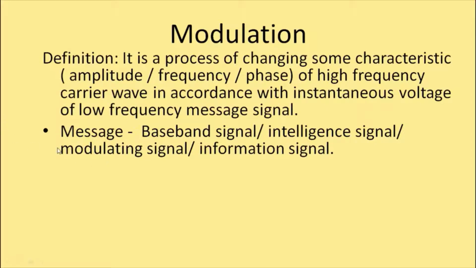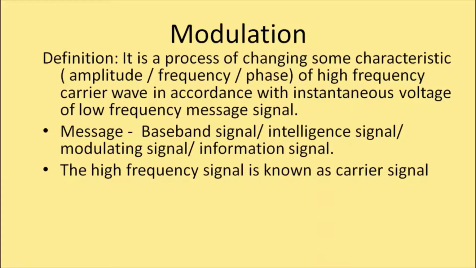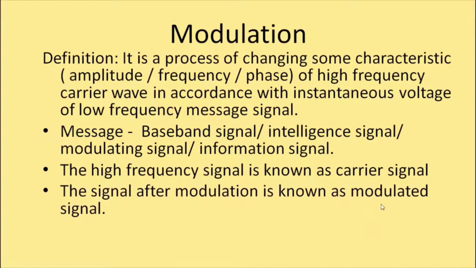Now, why we call this the modulating signal is because, as I already told you, this set of words, in accordance with, means that the characteristic of the carrier wave is varied depending upon the message signal. So, it is the message signal that decides to what extent the carrier wave has to change, or has to undergo modulation. That is why you call the message signal the modulating signal. And the high frequency signal, we have already introduced to you as the carrier signal. Once the signal undergoes modulation, it is now known as the modulated signal.